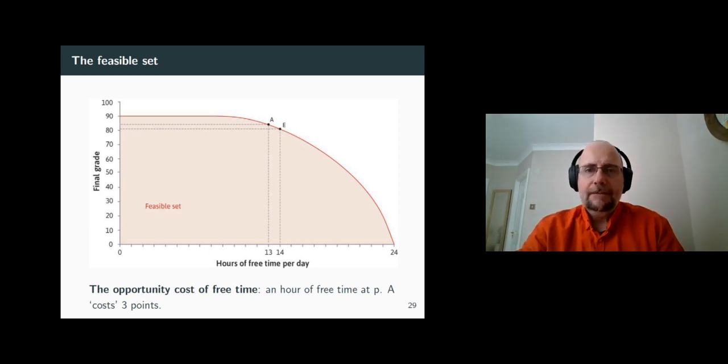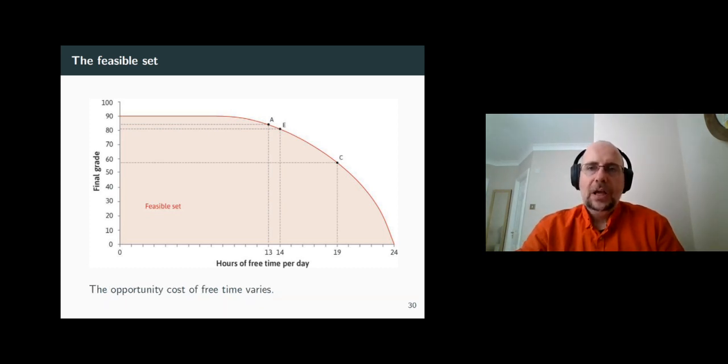In a way, the price of an hour of extra time is embedded in the feasible set. The consumer pays for an hour of extra free time with 3 grade points. In other words, if he wants an hour of free time, he will have to forego the benefits he gets from 3 additional grade points. We say that the foregone benefits from choosing to have something are called opportunity costs.